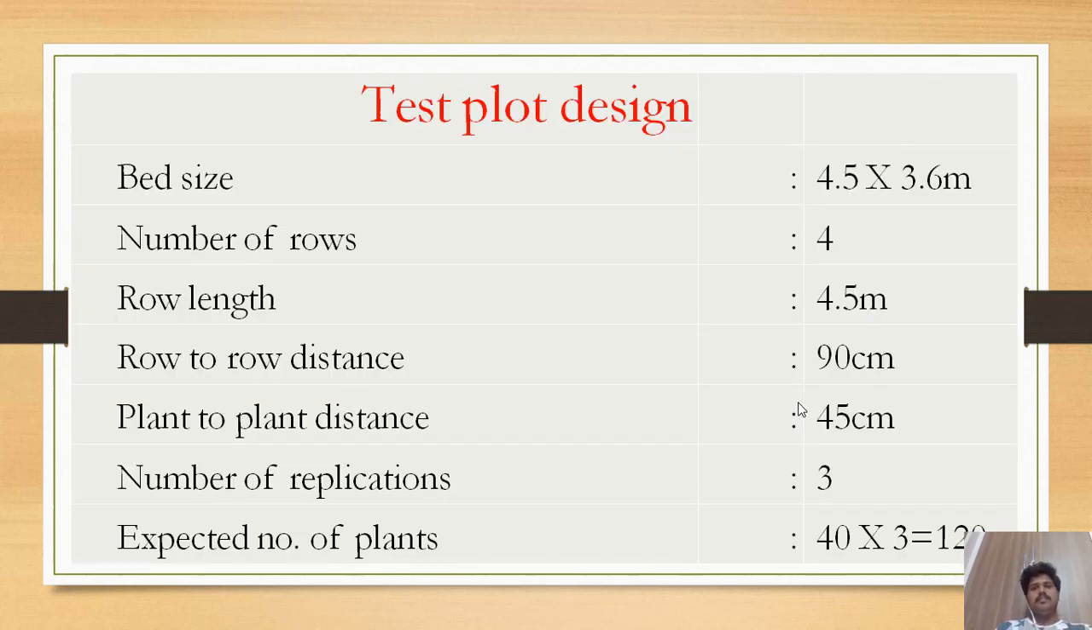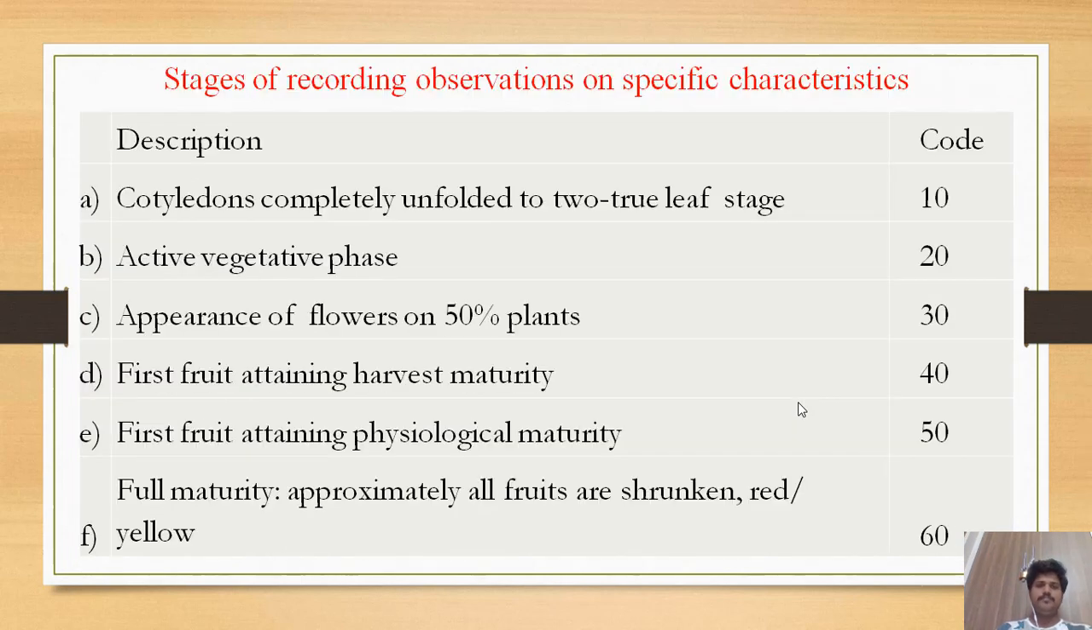Then the test plot design. The bed size should be 4.5 by 3.6 meters. Then the number of rows can be 4. Row length should be 4.5 meters. Row to row distance should be 90 centimeters and plant to plant 45 centimeters. That we call spacing. Then the number of replications should be 3. And in this plot, the number of plants we are expecting is somewhere around 120.